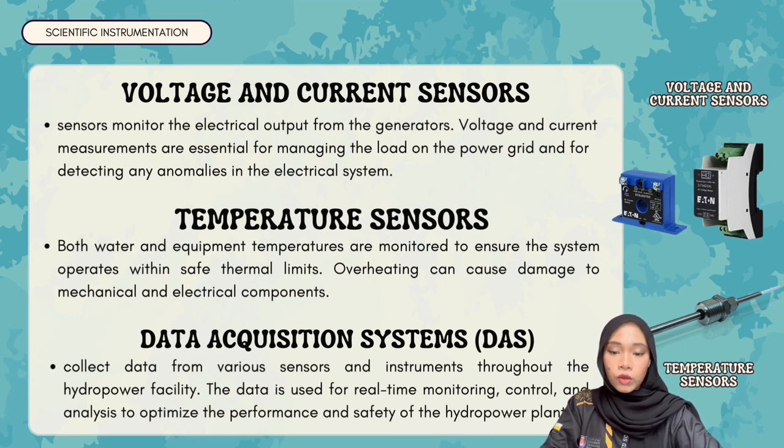Both water and equipment temperatures are monitored to ensure the system operates within safe thermal limits. Overheating can cause damage to mechanical and electrical components. And the last part is the data acquisition system, or known as DAS. It is used to collect data from various sensors and instruments throughout the hydropower facilities. The data is used for real-time monitoring, control, and analysis to optimize the performance and safety of the hydropower plant.